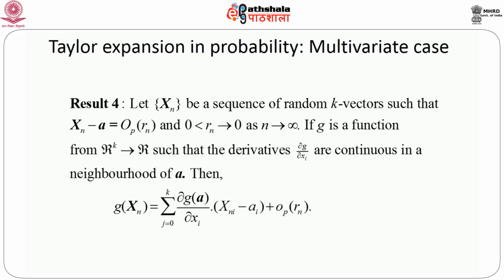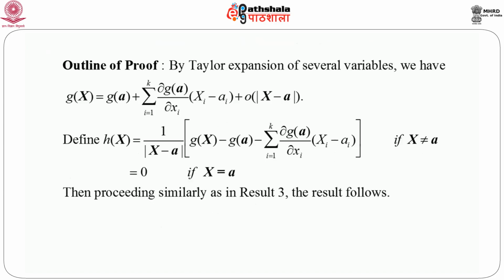If g is a function from R^k to R such that the derivatives del g by del xi are continuous within a neighborhood of a for every i, that means for every component of x, then g(Xn) equals g(a) plus summation i equals 1 to k del g(a) by del xi into (Xni minus ai) plus small o_p(Rn). And we are just going to give an outline of the proof.